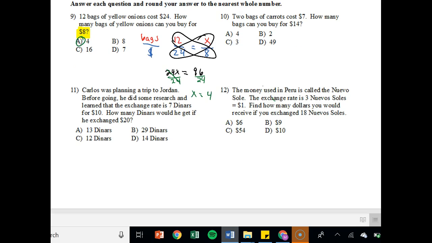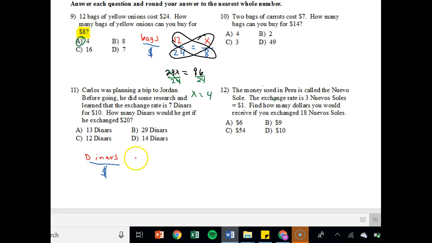And lastly, 11. It says, Carlos was planning a trip to Jordan. Before he did some research, he learned that the exchange rate is 7 dinars, that's the money in Jordan, for $10. How many dinars would he get if he exchanged $20? So again, what are we comparing? I think we're comparing dinars to US dollars. And they give you a ratio in the first sentence.